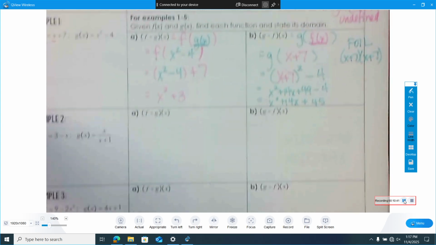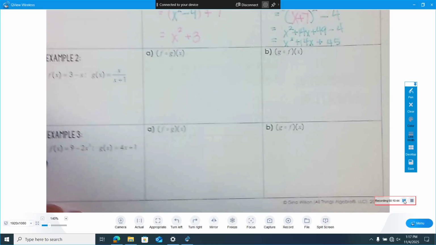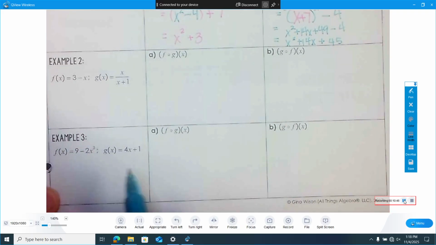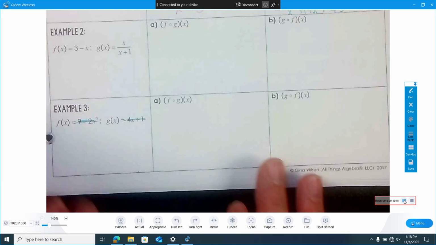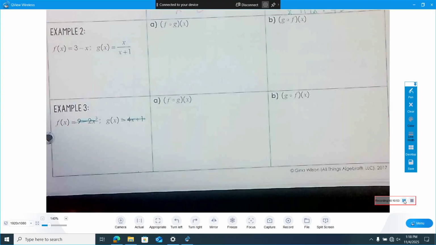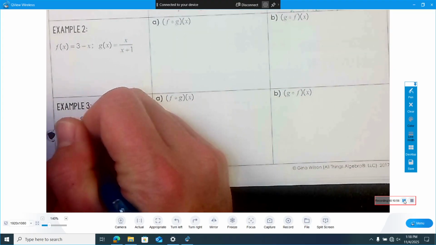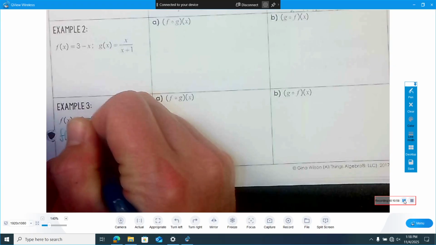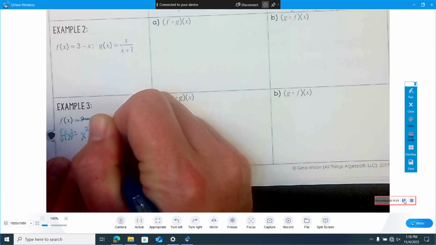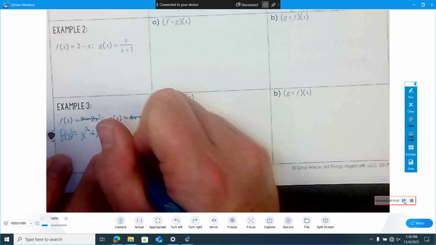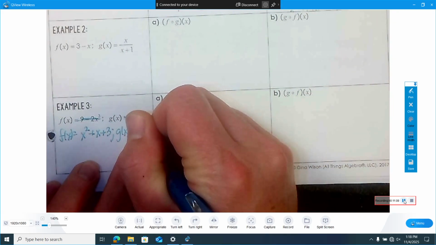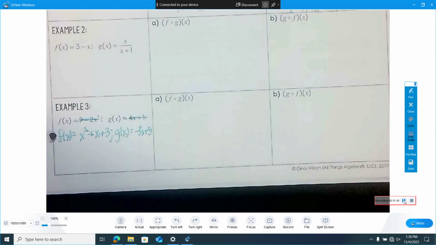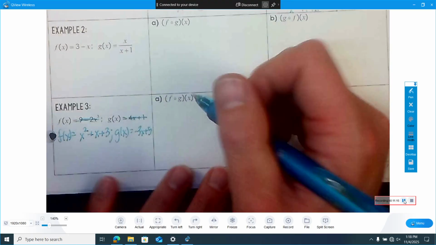Let's look at, we're going to do this one, but we're going to change it. So we're going to change it so that you'll see what the Delta Math problems are going to look like. So f of x is x squared plus x plus 3, and g of x is negative 3x plus 5. Negative 3x plus 5. So change those up for me, and then we can go ahead and do this stuff.